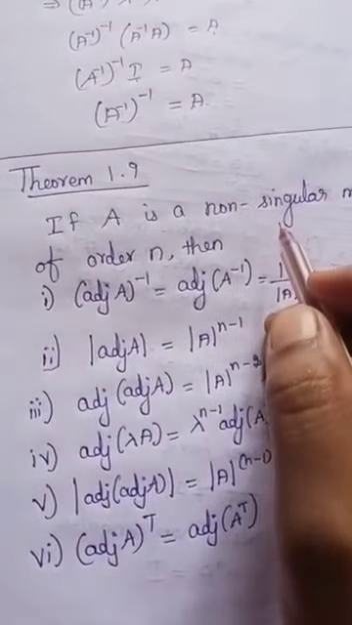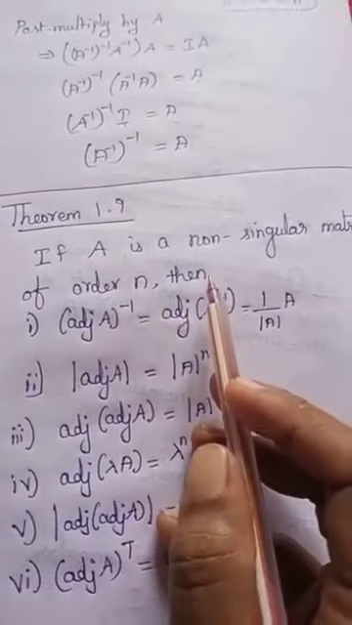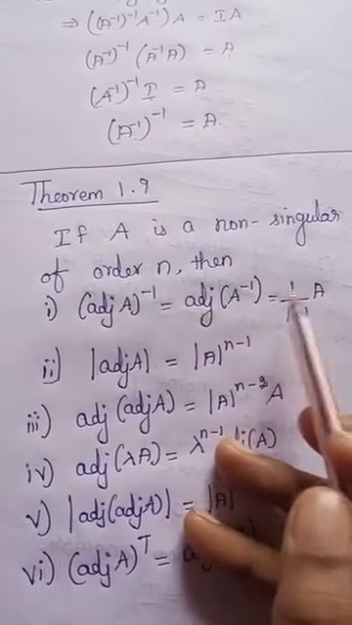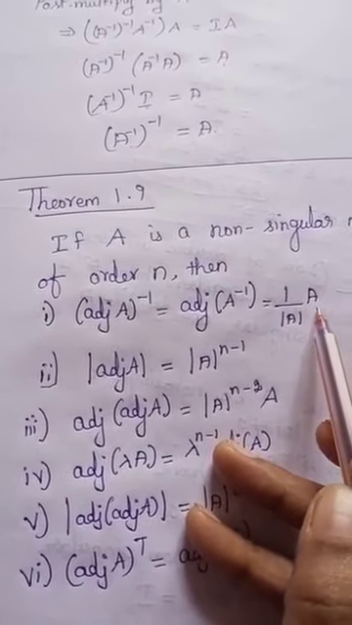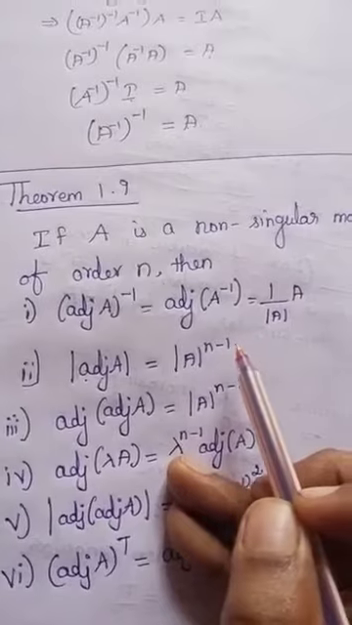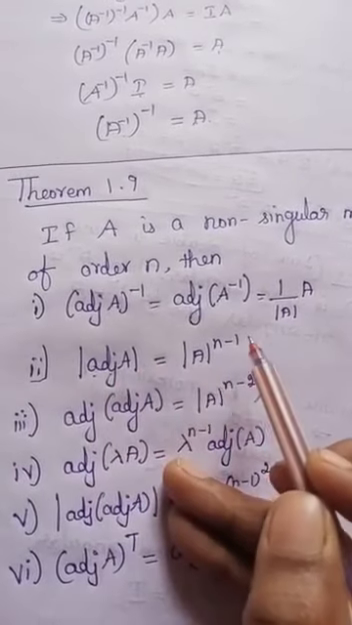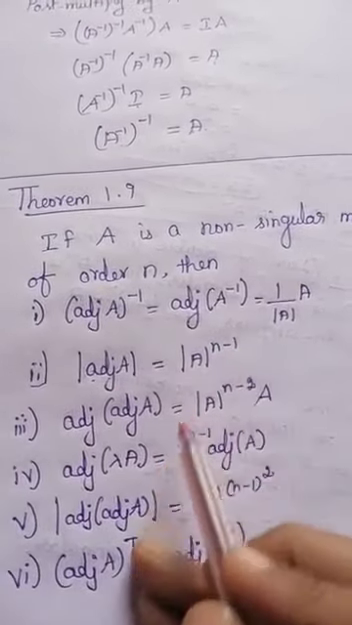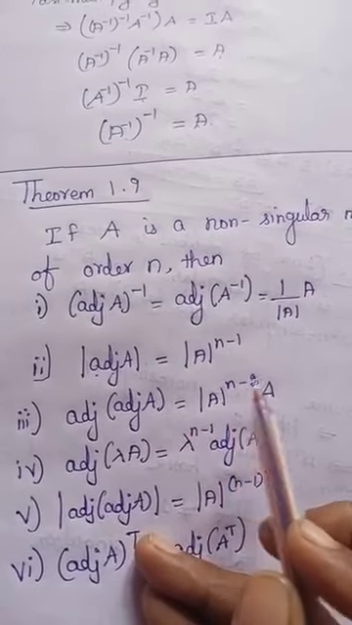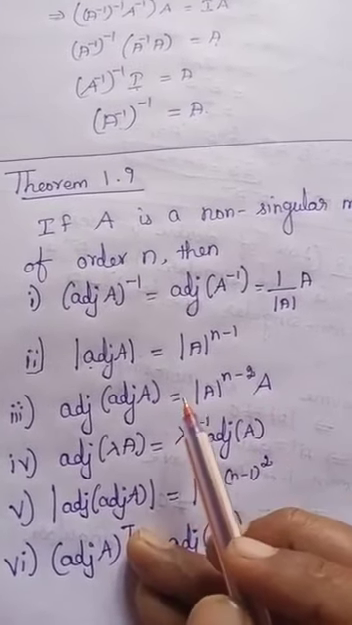Now the last theorem is theorem 1.9. If A is a non-singular matrix of order n, then all of this uses the adjoint. Adj A the whole inverse is equal to adj A inverse, which is equal to 1 by determinant A into A. The second one is mod determinant adj A is equal to determinant A power n minus 1. We will be using this in the problems also. The third one, adj of adj A is equal to determinant A power n minus 2 into A. This also we need to use.